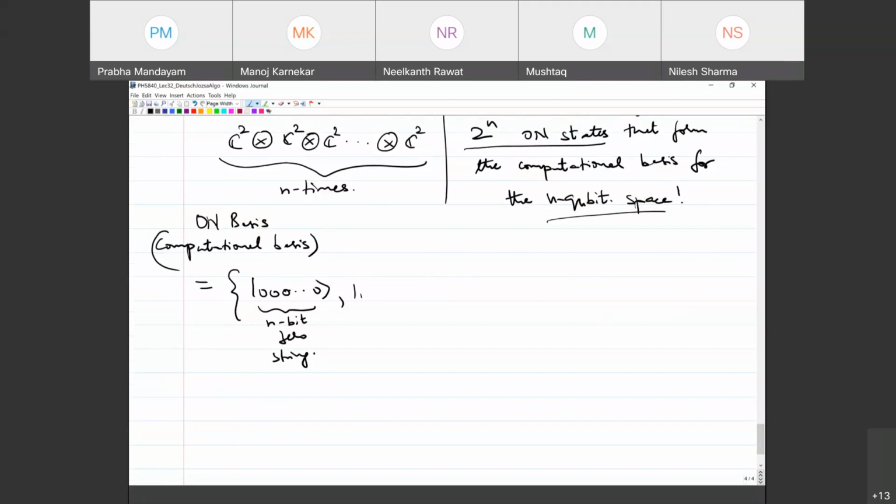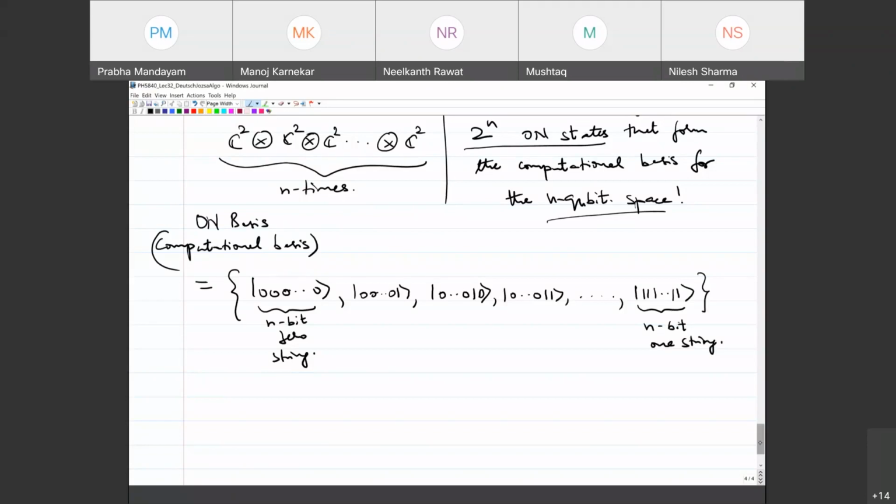So all zeros, rather all 0 and a 1, all zeros and 2 1s, etc., until you hit the all 1 state, right? This is the n-bit 1 string. So I hope the basis is clear. So then the question becomes, how do we get this superposition? How can we make this superposition state?